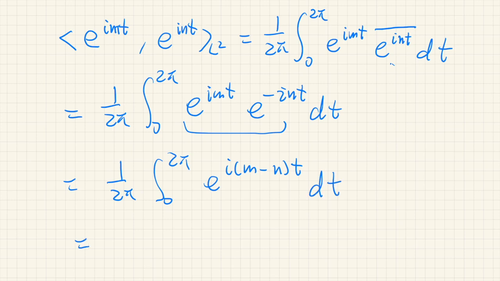And we have seen before that this integral is equal to 1 if m and n are equal. That is, if the exponent is 0, then the exponential of 0 is 1. So if we integrate this, we have 2 pi, and divide by 2 pi, we get 1. Otherwise, this becomes 0. So the result is the Kronecker delta m n, and we are done.